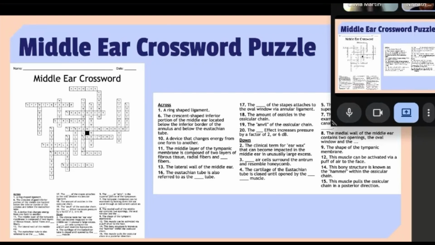Awesome. And then let's just wait for the slide to come. I'm going to mention a little bit about why we went over our specific terms for the outer ear.